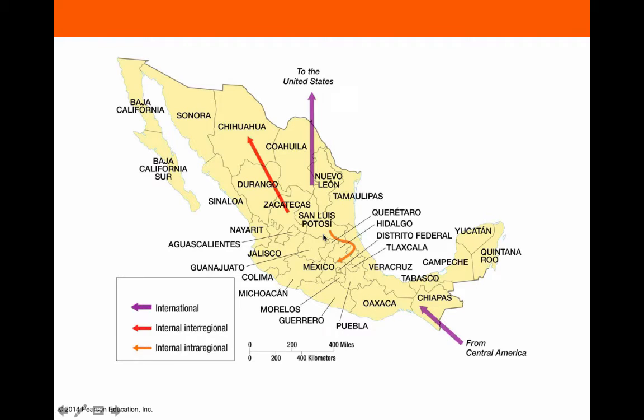An interregional migration. We're going to move from a place like Zacatecas to Chihuahua. So we're moving from the central region to the northern region. So we're definitely going to have different climate. We're going to have different economic opportunities. And that's going to drastically change daily life.